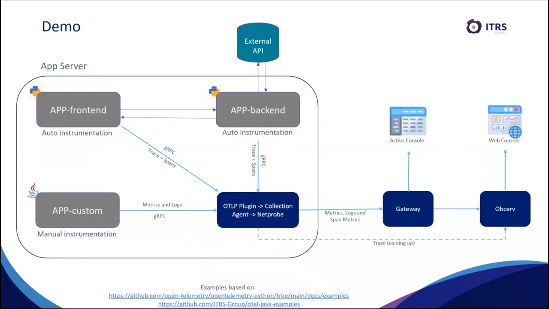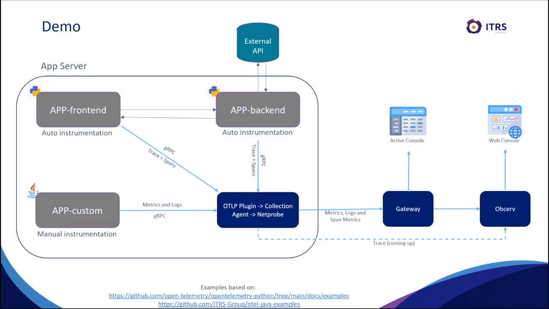Now, before I start the demo, I want to use this diagram to quickly explain the demo environment, so it gives you some context to what I'm talking about. It's a simple example. We have a server hosting three apps. The gray boxes are the applications we want to monitor, and the blue boxes are the monitoring pipeline, so that's the ITRS components that we need. The front end is a Python app that is running on a Flask web framework. That calls the backend service, which in turn calls an external API in order to pull some data in.